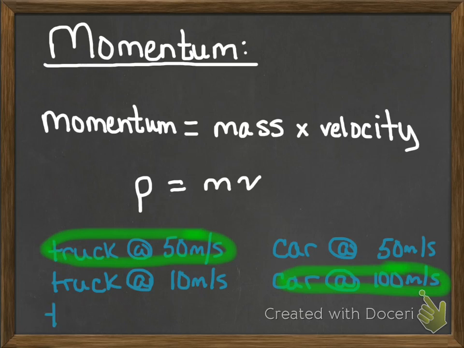And then finally, let's look at the last example. If I have a truck at 0 meters per second and a car at 0 meters per second, what's going to be the one that has the more momentum? Well, this is kind of a trick question, because if they're both going 0 meters per second, that means both of their velocities are 0, right? Which means both of them have 0 momentum, which means that their momentums are in fact equal.